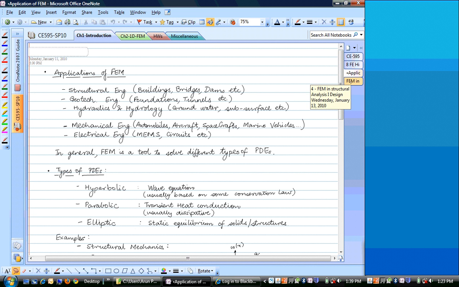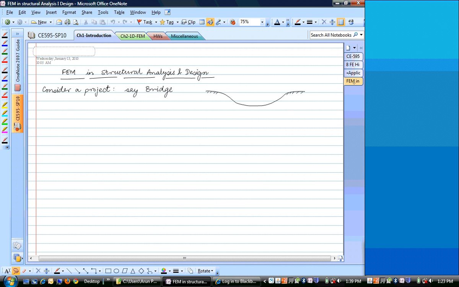And if you are still not overwhelmed, let's go back and take an example of how we can apply finite elements to a problem that we are most familiar with. Let's say a problem of structural analysis and design.